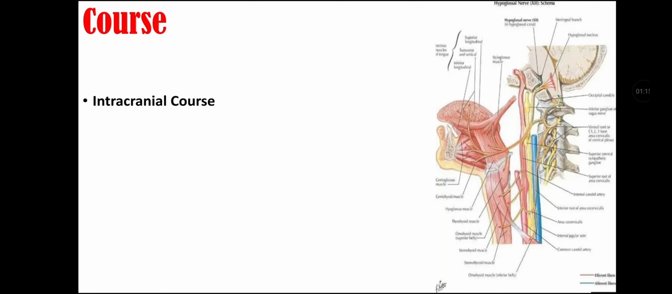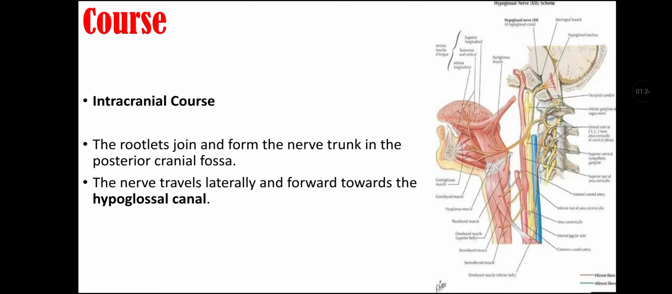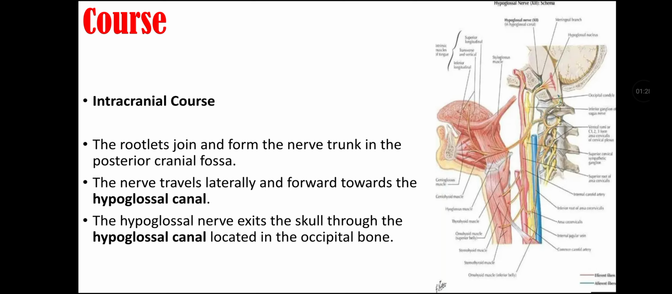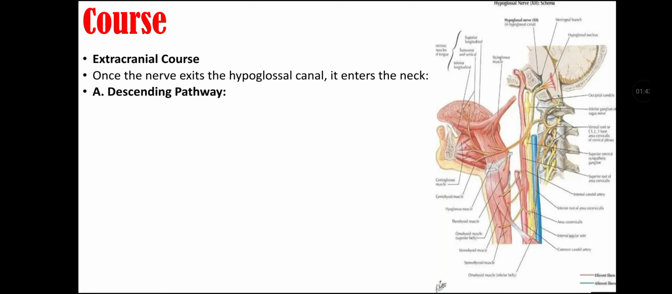Course of hypoglossal nerve. It has an intracranial course that starts when the rootlets join and form the nerve trunk in the posterior cranial fossa. The nerve then travels laterally and forward towards the hypoglossal canal. The hypoglossal nerve exits the skull through the hypoglossal canal located in the occipital bone. Then starts the extracranial course. Once the nerve exits through the hypoglossal canal, it enters the neck.